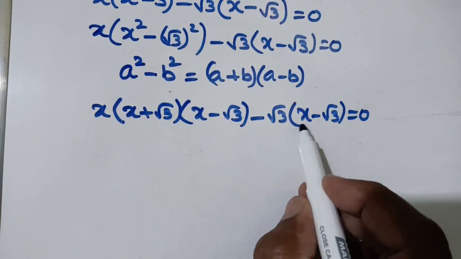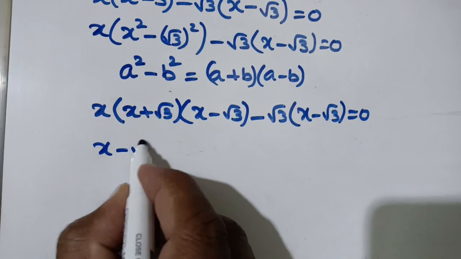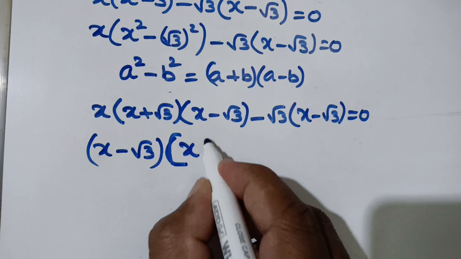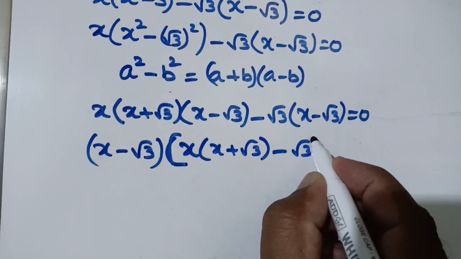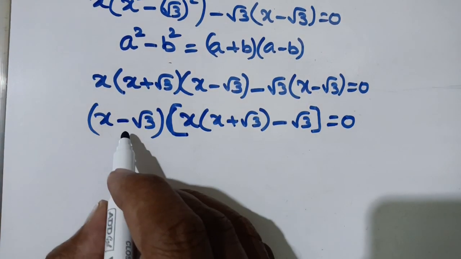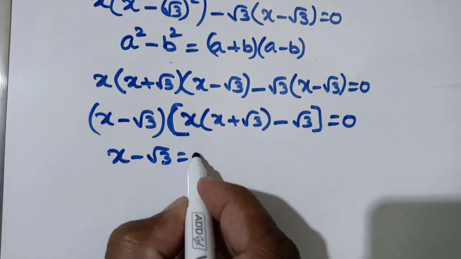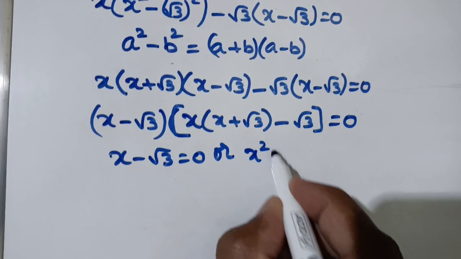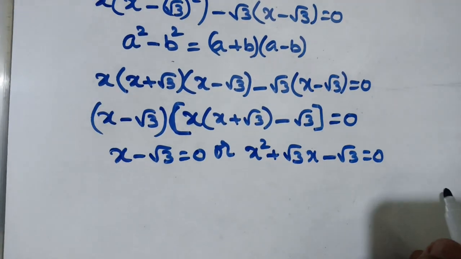So this is a single term and this is another term. From these two terms, x minus root 3 can be taken outside as a common factor. So (x minus root 3) times (x times (x plus root 3) minus root 3) is equal to 0. So here the product is equal to 0. Either one of them should be equal to 0. So x minus root 3 is equal to 0, or x square plus root 3x minus root 3 is equal to 0.